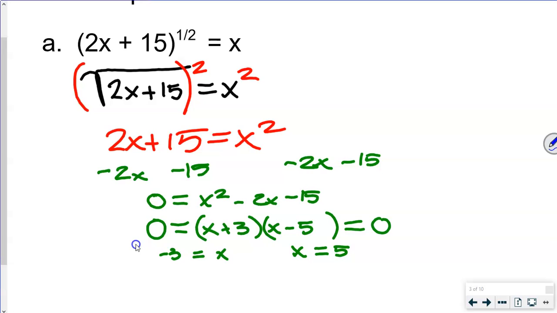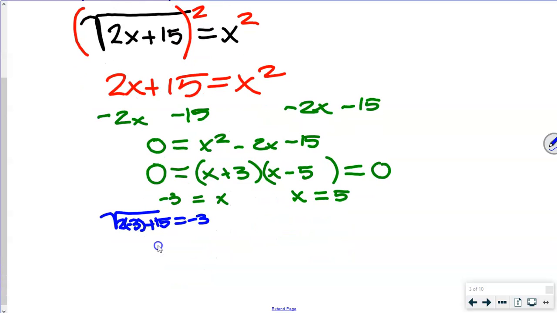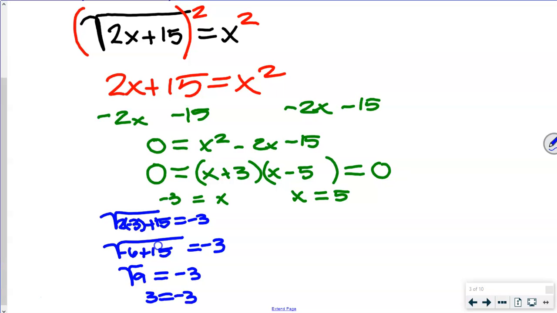So down here we're going to do the square root of 2 times negative 3 plus 15, and we're going to see, does that equal negative 3? So this is going to give us the square root of negative 6 plus 15. Again, does that equal negative 3? This is going to be the square root of 9. And the square root of 9 is 3. And 3 does not equal negative 3. So this would not be a valid solution. So this would be our extraneous solution.